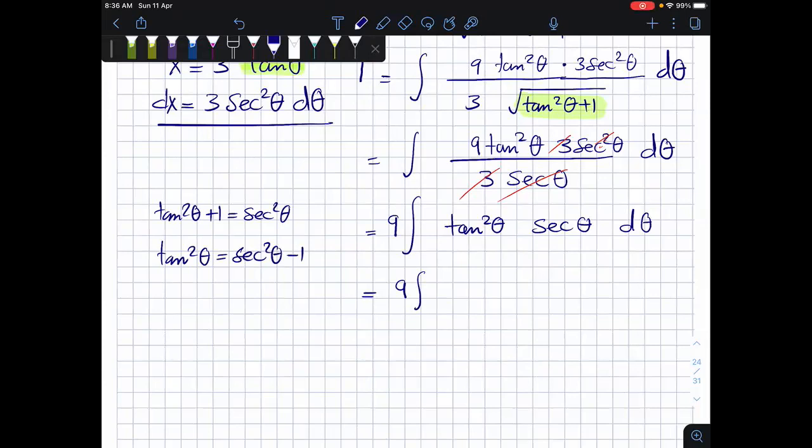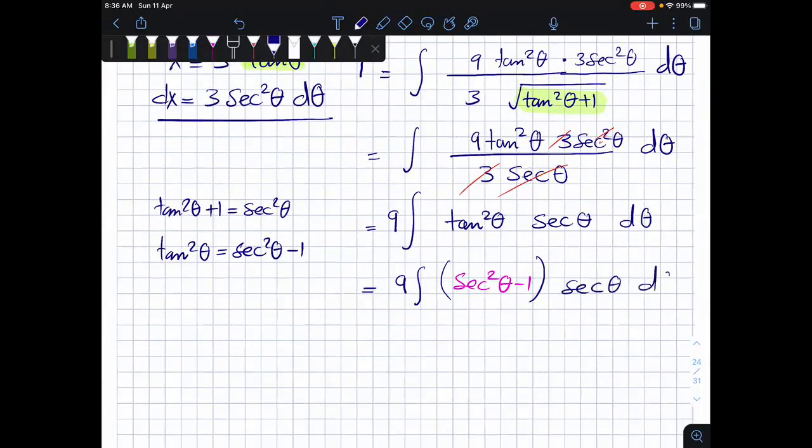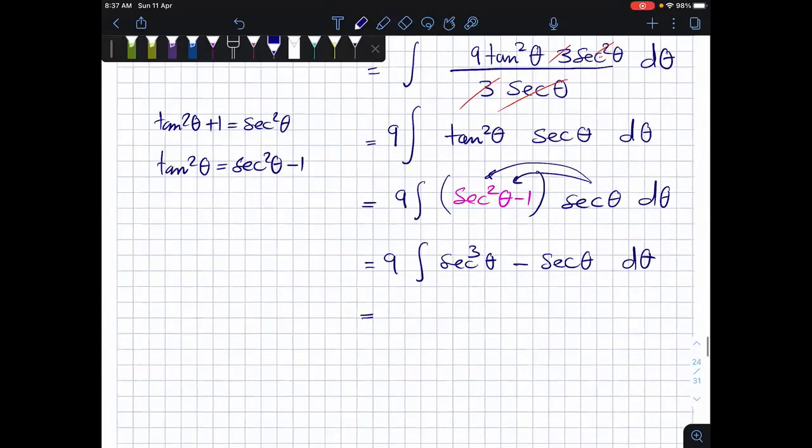So we can replace this one, tan squared theta, as sec squared theta minus 1 and leave sec theta right now. And then use distributive property. So we have 9 into the integral of sec cube theta minus sec theta d theta. Now, how to integrate sec cube theta?